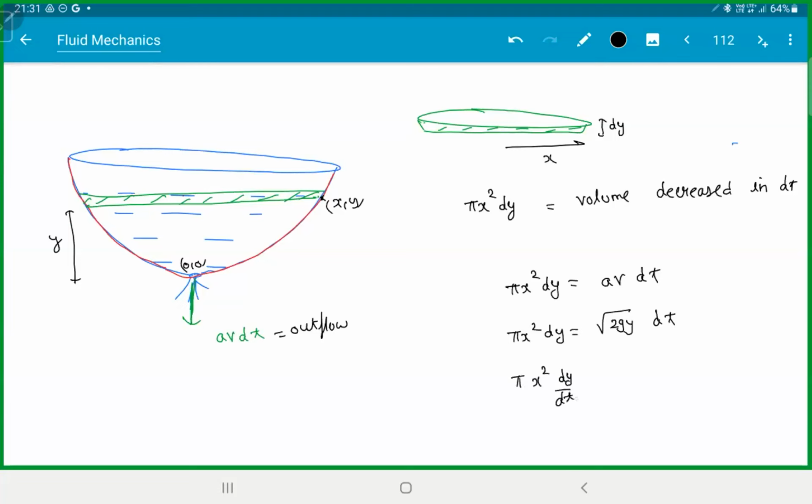What is dy by dt? You said this was constant. The rate of change is equal to root 2 gy. Square on both sides. You get pi square x power 4 into dy by dt whole square is equal to 2 gy. Y is proportional to x power 4, no? It's an x power 4 function, people. It's not a parabola. Check, there's no need to integrate anything. Direct inflow is equal to outflow. So the equation of the bowl will be y is equal to that constant into x power 4. Check everyone.